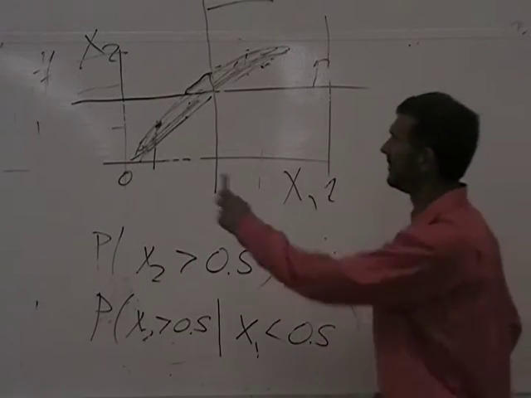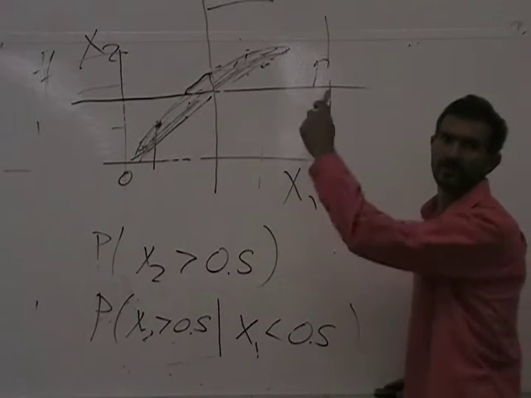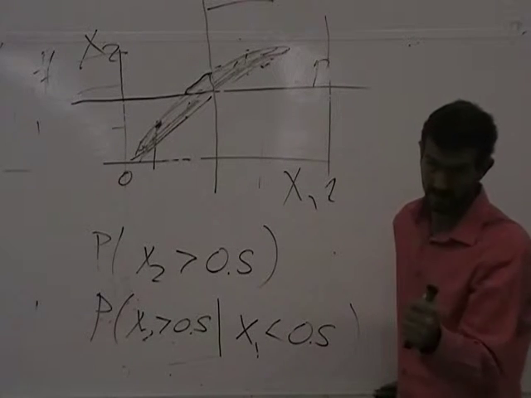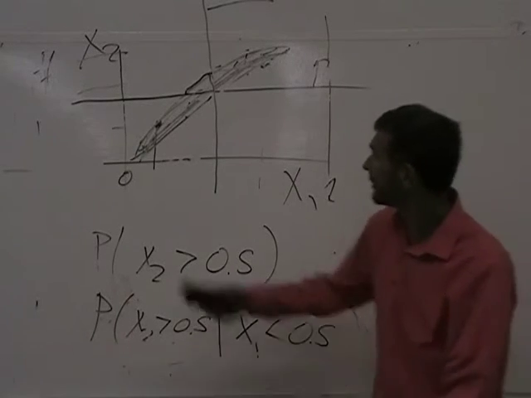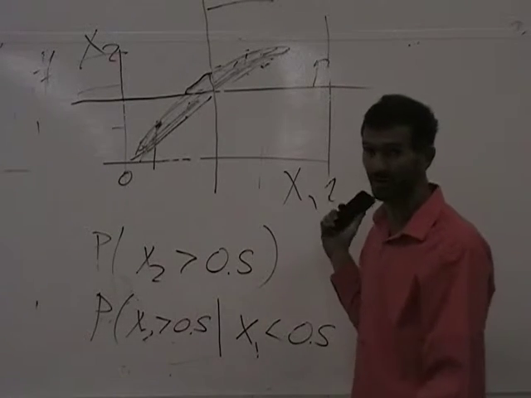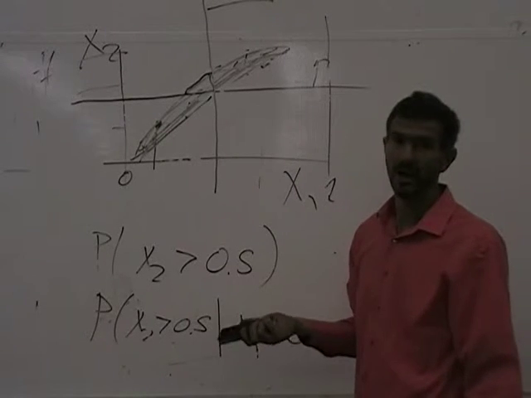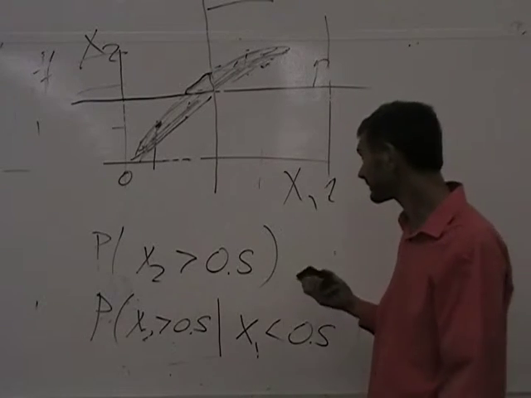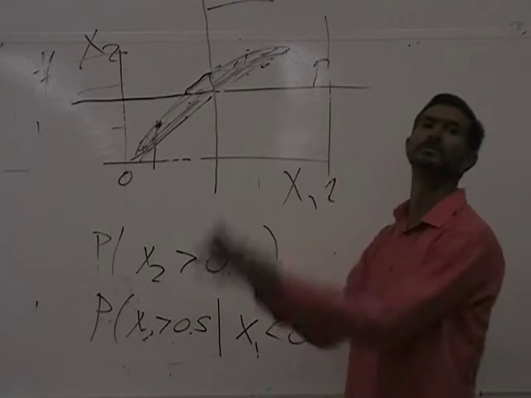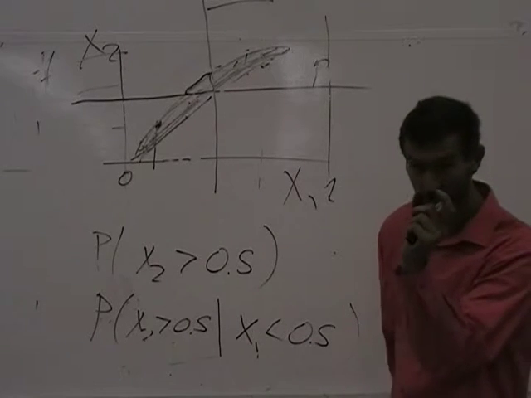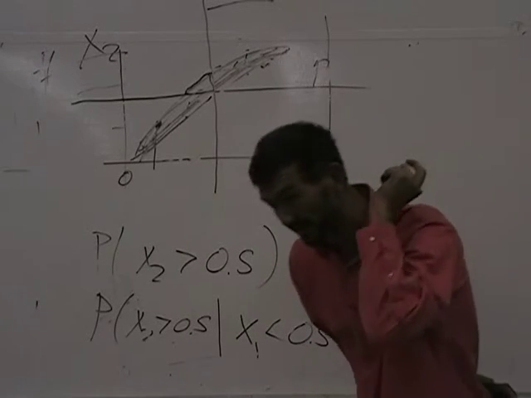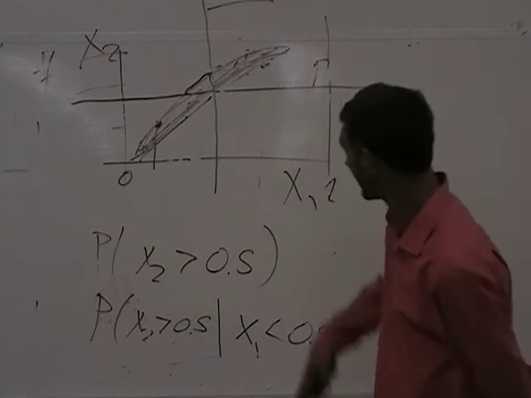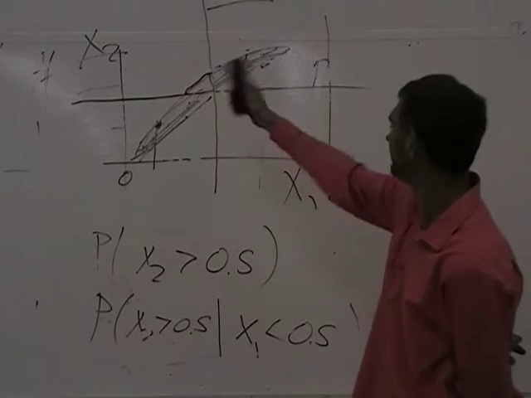This is a case of strongly linearly correlated random variables. We have two random variables that are not at all statistically independent. Not only are they statistically dependent, they're interdependent. The conditional probability matters.